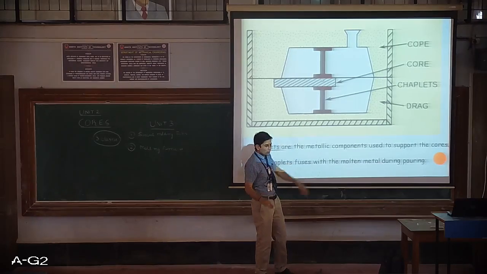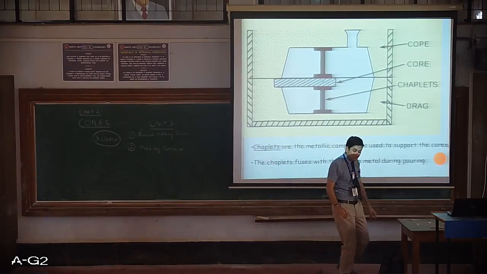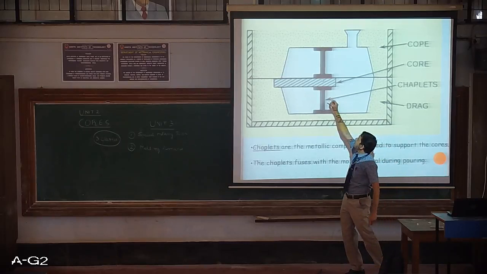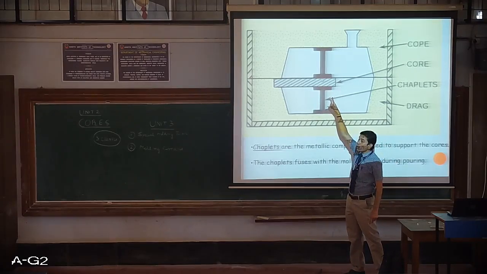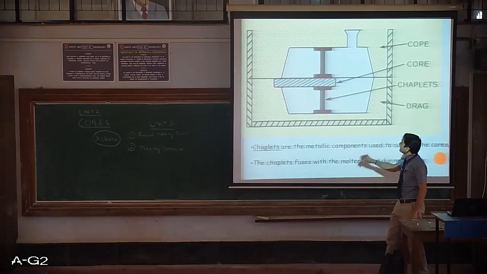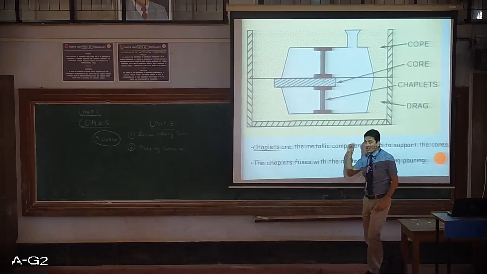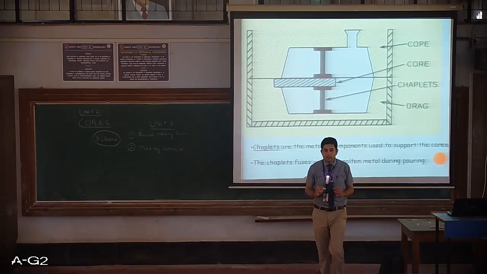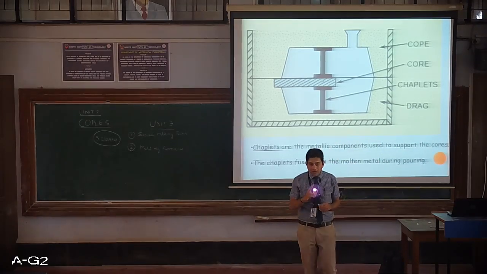Now the new thing you can see over here is the black colored thing, the I section in the top cope part and the I section in the drag part, which is called a chaplet. It is called a chaplet. Remember this chaplet, as you are coming across it for the first time. I will tell you why this chaplet is used.